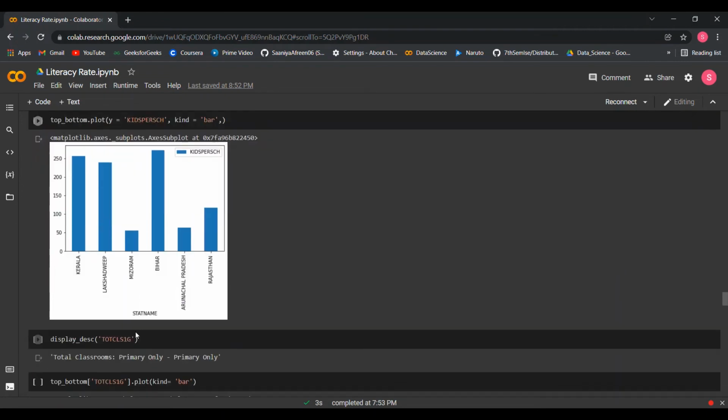So here we see that the number of kids per school is not a good measure to differentiate between the top and bottom three states. Though Mizoram has the lowest number of kids per school, Arunachal Pradesh and Rajasthan are close by. Bihar had the max number of kids per school.